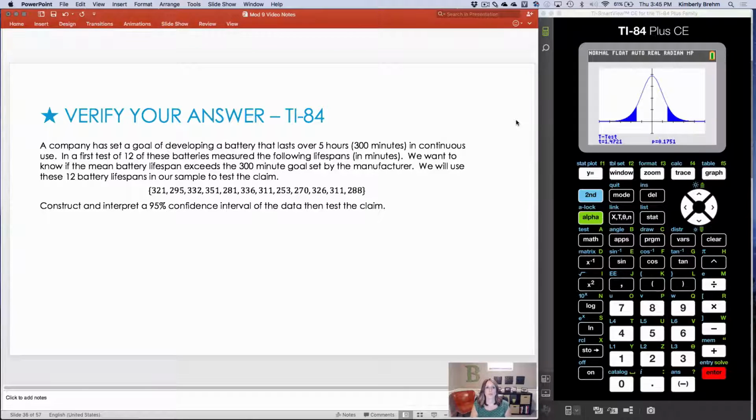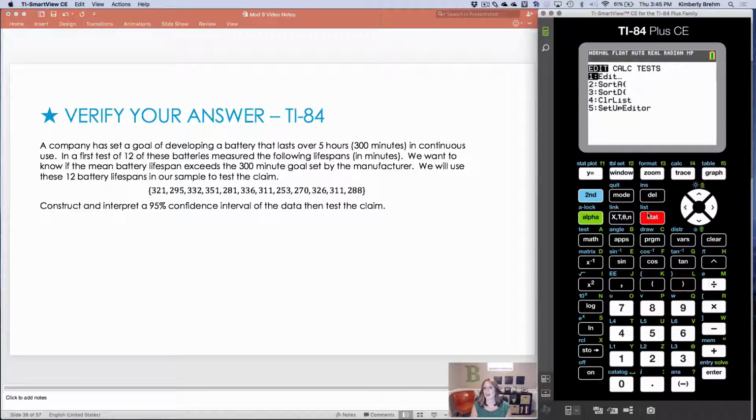So I would like for you, using your TI-84, and if you haven't entered it into your calculator, you should press pause and enter those in, but I want you to just check the 95% interval and check the test that we did previously using the battery example. So try both of those and then press play to check your work.